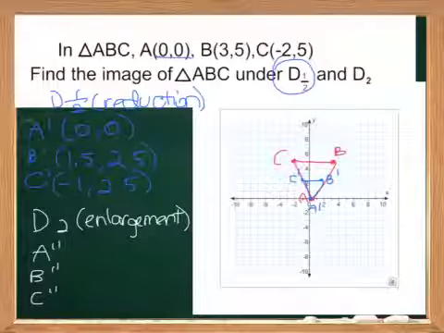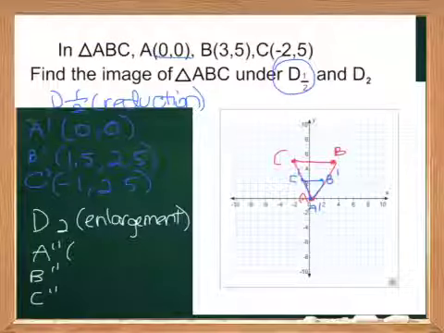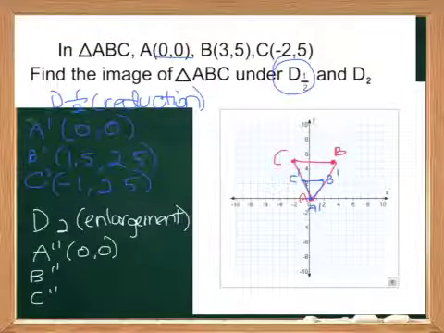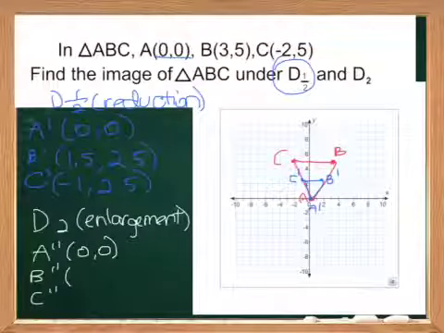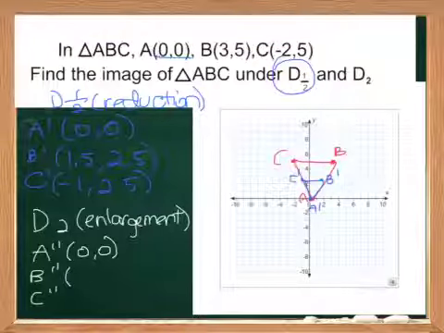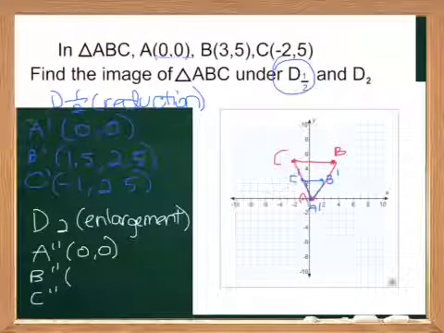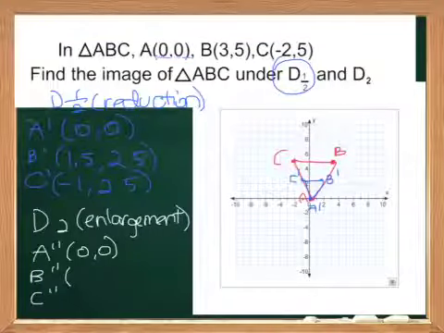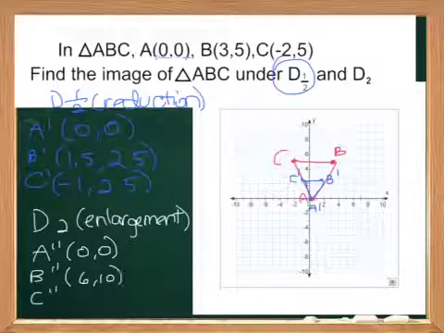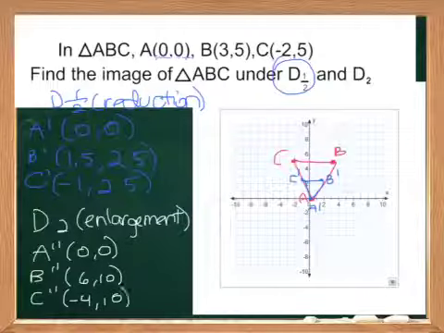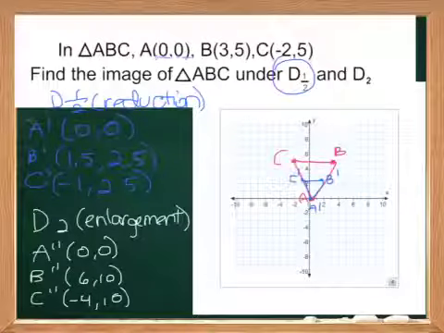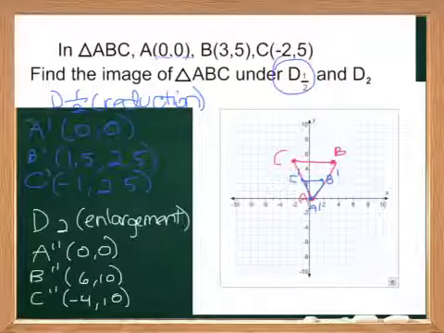The enlargement by 2, again 0 times 2 is just 0, so that point stays. It's about a fixed point, and that fixed point is the origin, so that's why 0, 0 is staying where it is. 3 times 2 is 6, and 5 times 2 is 10. And negative 2 times 2 is negative 4, and 5 times 2 is 10. And then we're going to plot these new points.